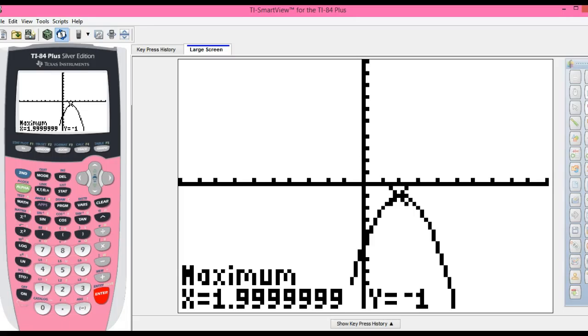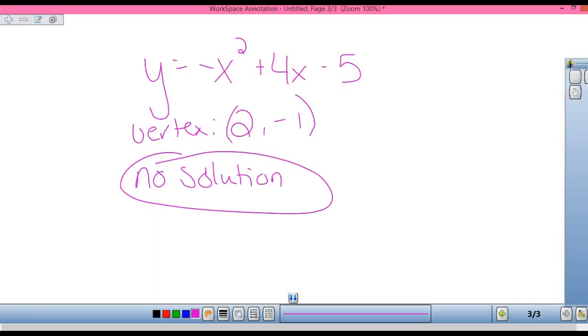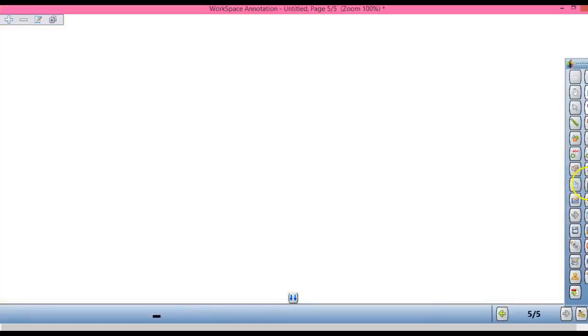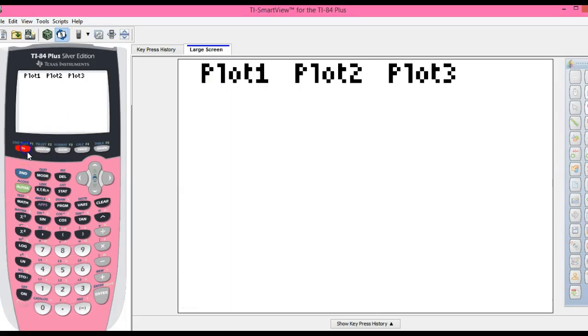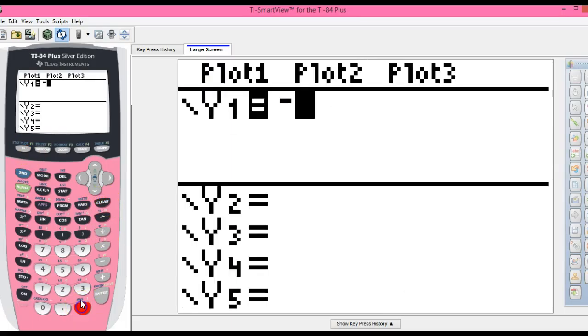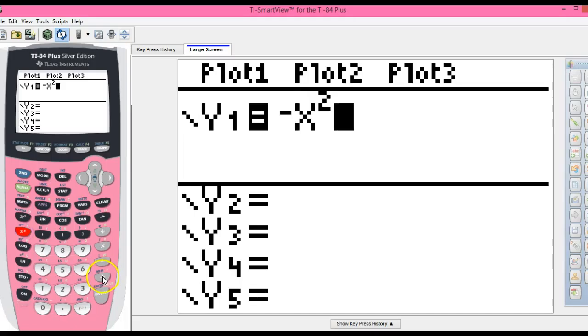Okay, all right. Let's go with y equals negative x squared minus 6x plus 8. Okay, so y equals negative x squared. What did I say? Plus 8. All right, we're going to hit graph.